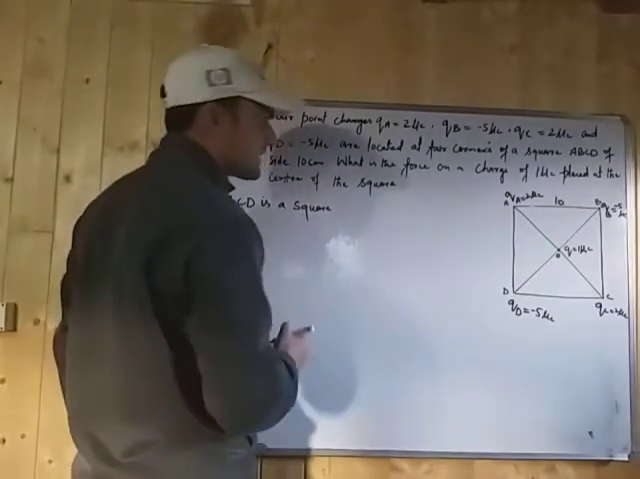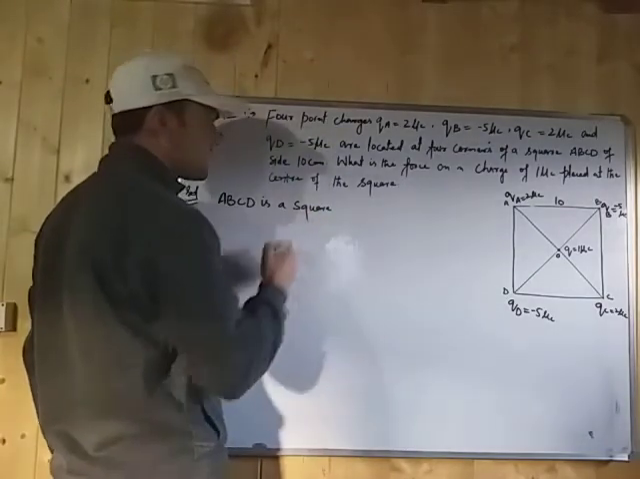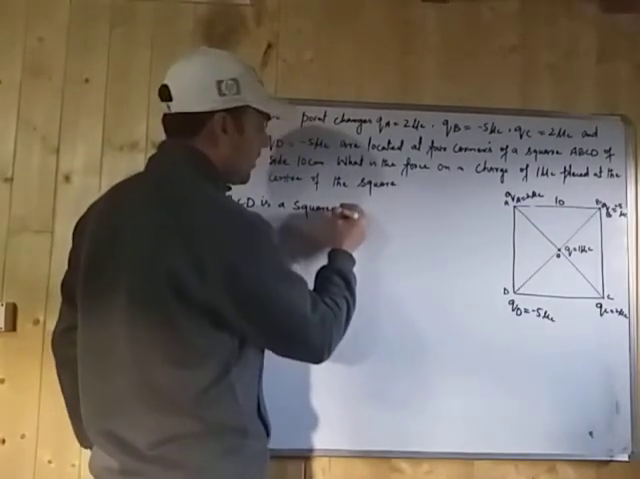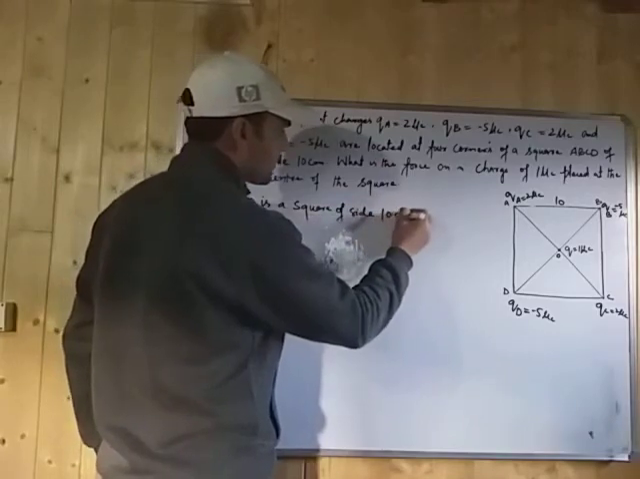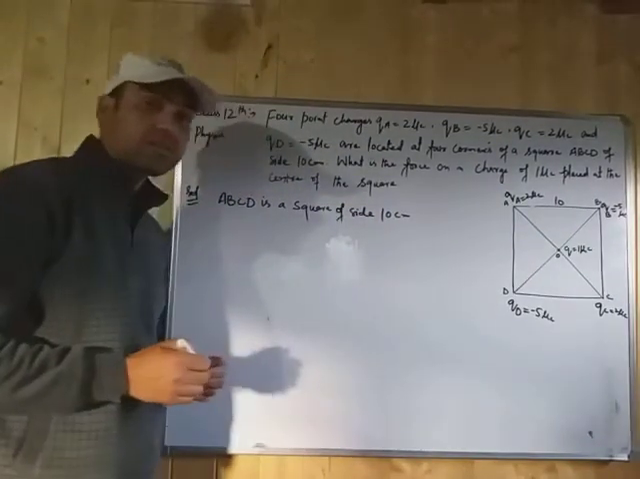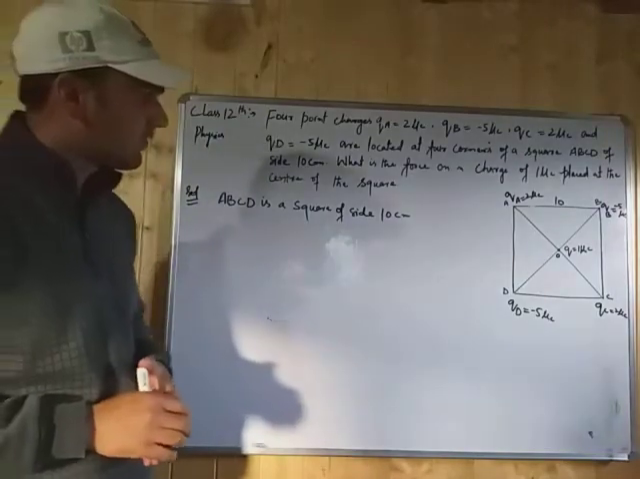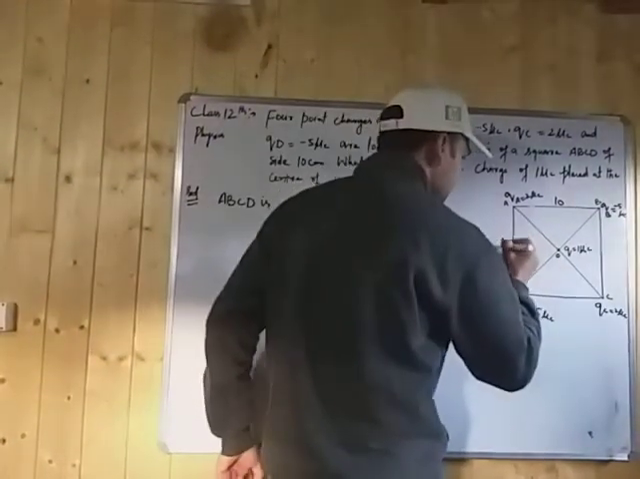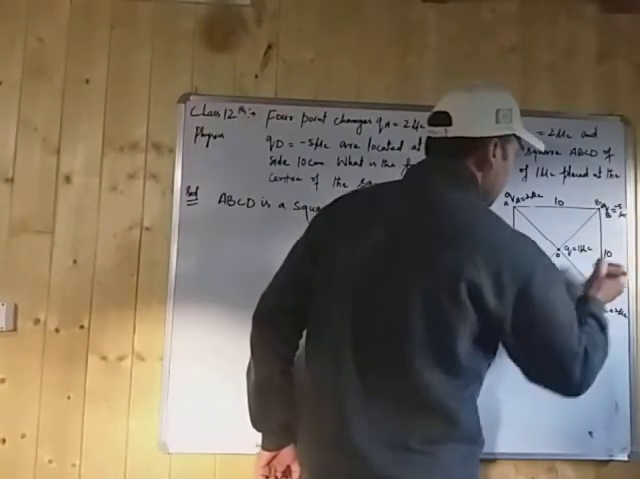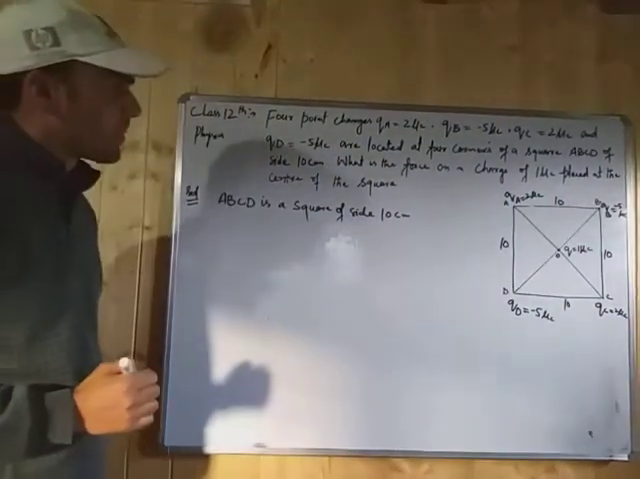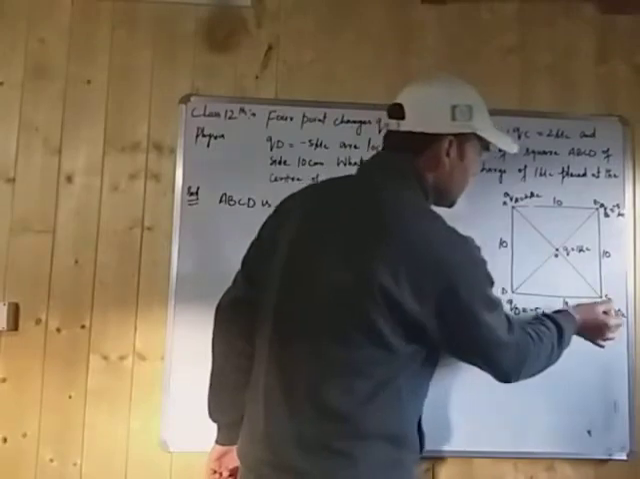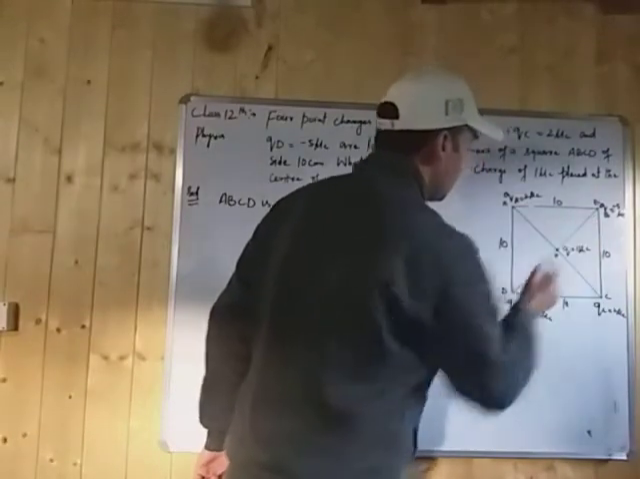ABCD is a square of side 10 centimeter. We know that the sides of a square are equal. So each side is 10 centimeters. We write here 10, 10, and it is also 10 here. It is 10 centimeter. Now here AC and BD are the two diagonals.